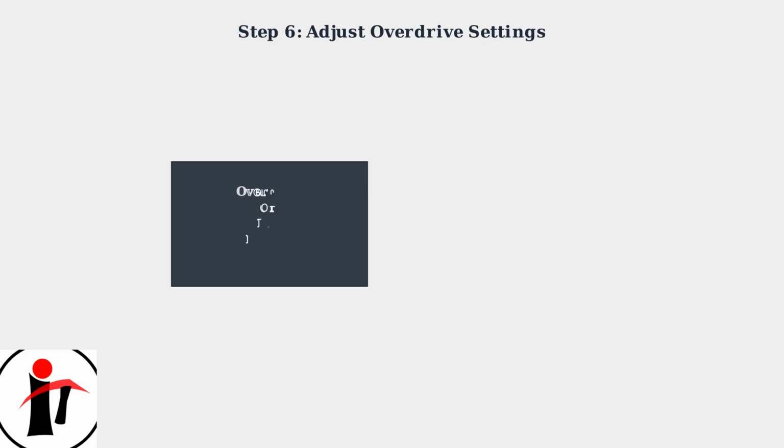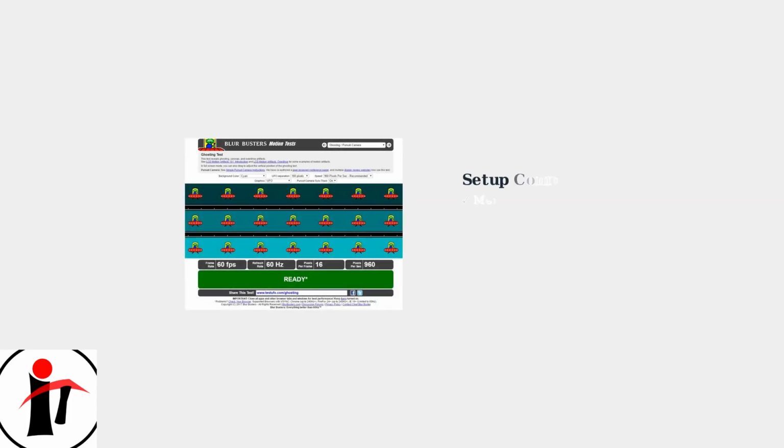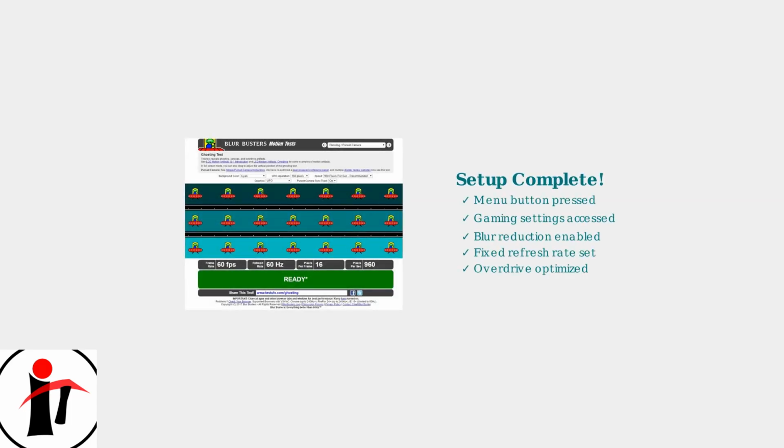Finally, adjust the overdrive setting to medium or high to minimize flickering and ghosting artifacts. This works in conjunction with blur reduction to provide the clearest possible image during fast motion. Once configured, you can test your blur reduction settings using motion tests like the Blurbuster's UFO test. This will help you verify that the settings are working correctly and fine-tune them for your specific gaming needs.